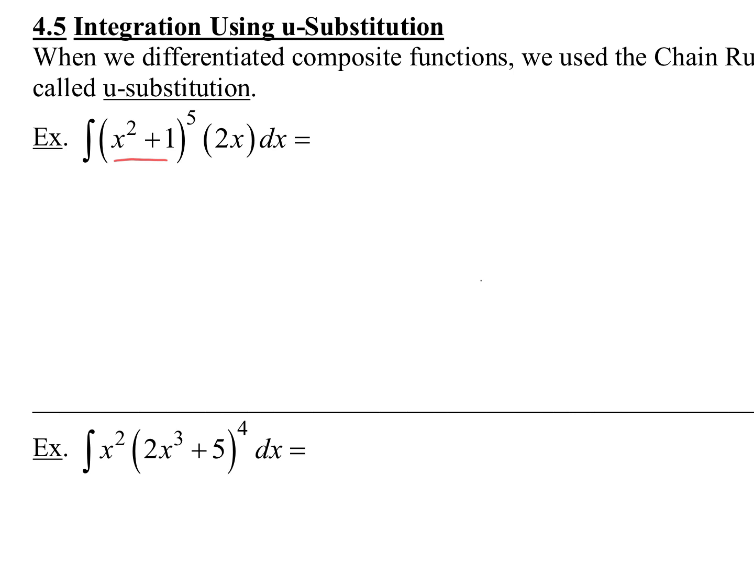Now, when there is a power outside of our parentheses, that is usually pretty good notation for you to say, okay, the stuff in that parentheses right before is going to be our u. So I'm going to let u equal x squared plus 1. And we're going to take the derivative of both sides with respect to that variable. On the left-hand side, this is now going to become du. On the right-hand side, the derivative of x squared plus 1 becomes 2x dx.